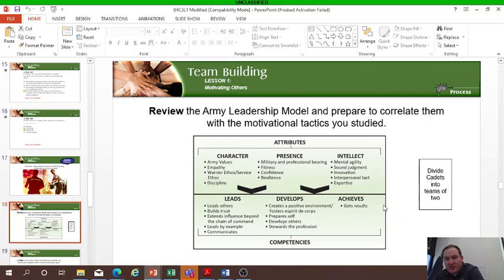Okay, we talked about the Army leadership model, attributes, competencies. Think about how that relates as far as motivation. You talk character. You have to be beyond reproach as far as that goes. Your values, empathy, your self-discipline. How can you correct someone else or even inspire folks to do better when your uniform doesn't fit or isn't clean, or you're wearing white socks with your ASUs? Presence, military and professional bearing, fitness, confidence, resilience.